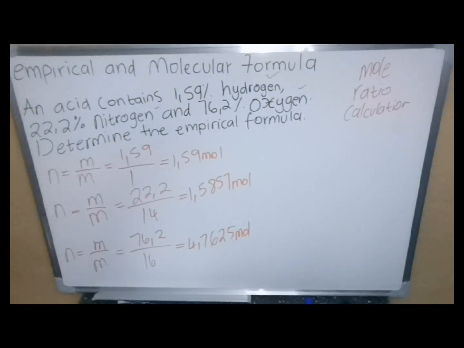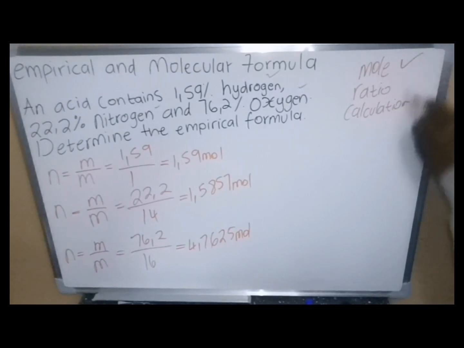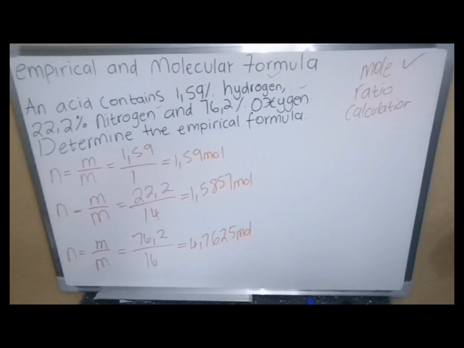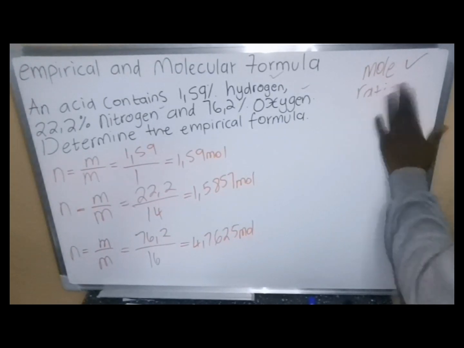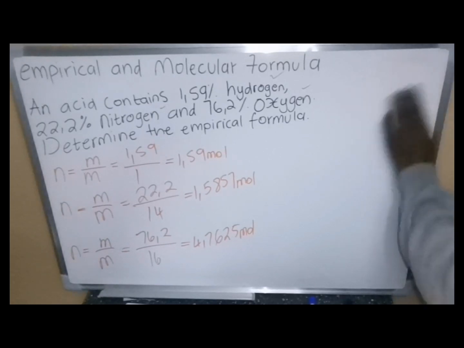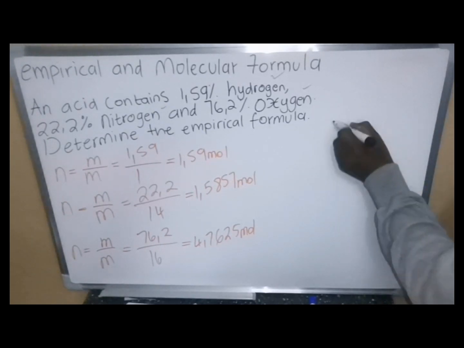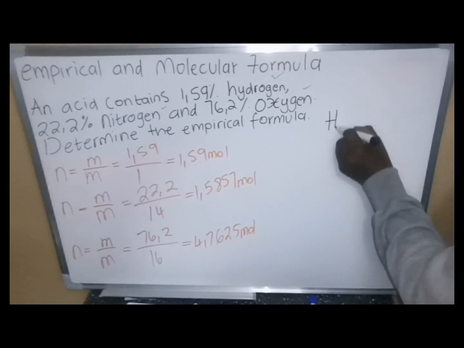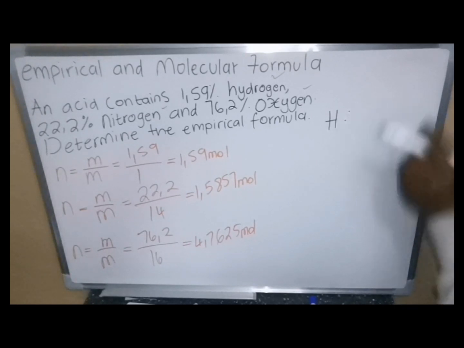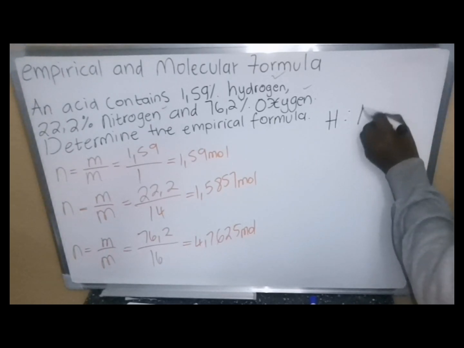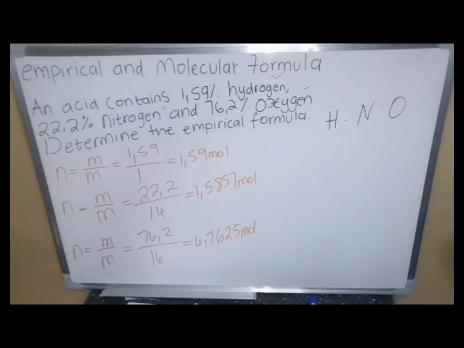Then you are not done, by the way. You are done with finding the moles. You come back to the ratio here. You do the ratio thing. Very simple, guys. Here we've got the ratio for hydrogen, the ratio for nitrogen, the ratio for oxygen. These are the 3 atoms we have here.